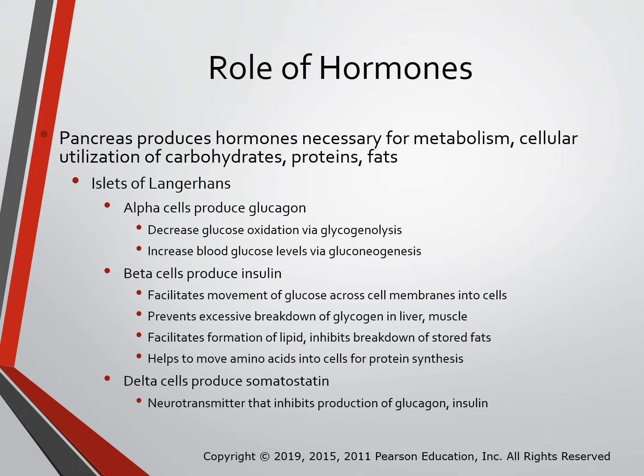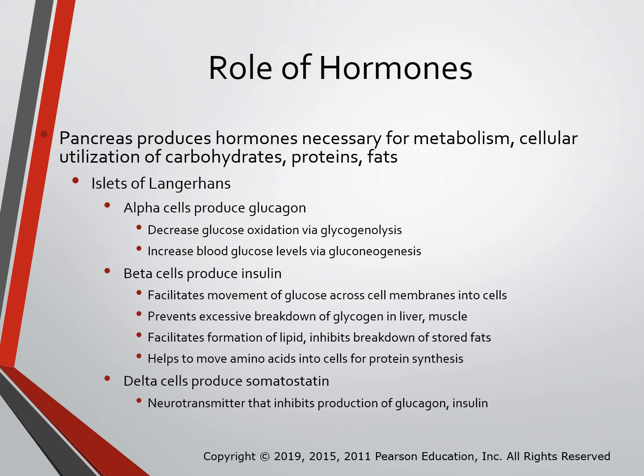So the alpha cells produce the hormone glucagon, which stimulates the breakdown of glycogen in the liver, the formation of carbohydrates in the liver, and the breakdown of lipids, which are fats, in both the liver and the adipose tissue. And adipose tissue is basically our fat tissue on our body. The primary function of glucagon is to decrease glucose oxidation and to increase blood glucose levels.